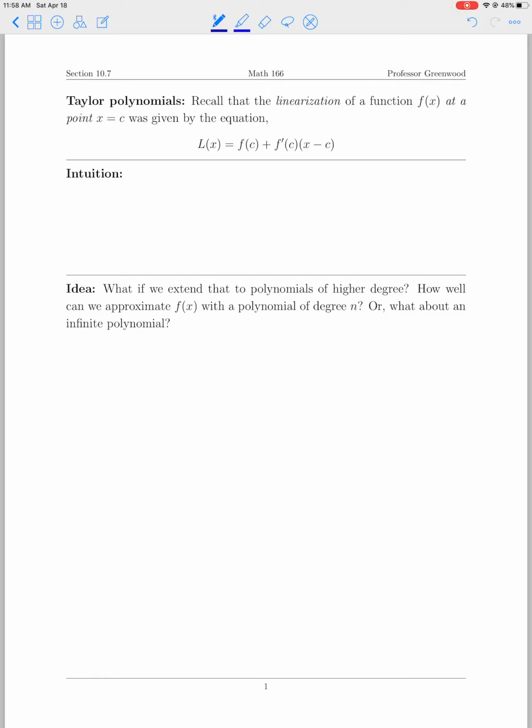Last class we talked about power series and how to determine where they converge. Today we're going to move towards finding out how we can represent functions that we know and love as power series. And the connection between the two will be to use Taylor polynomials.